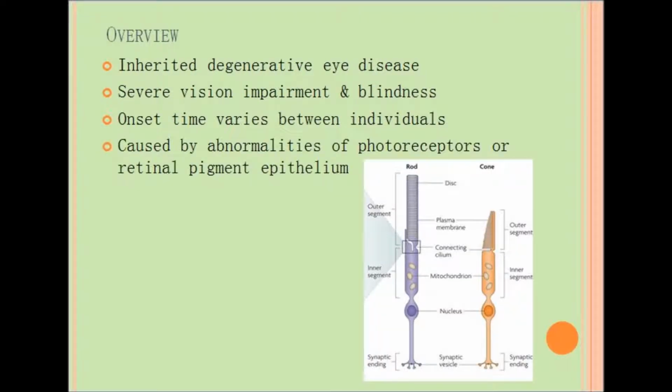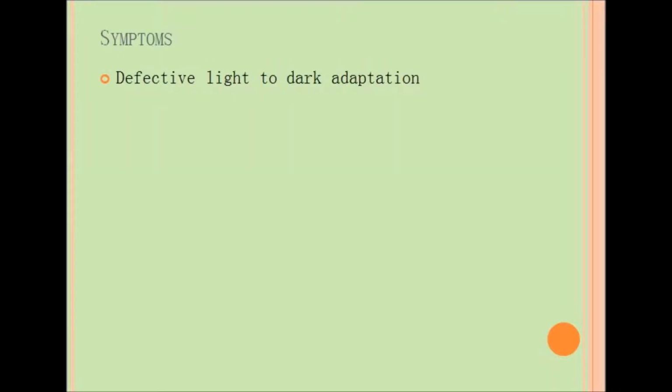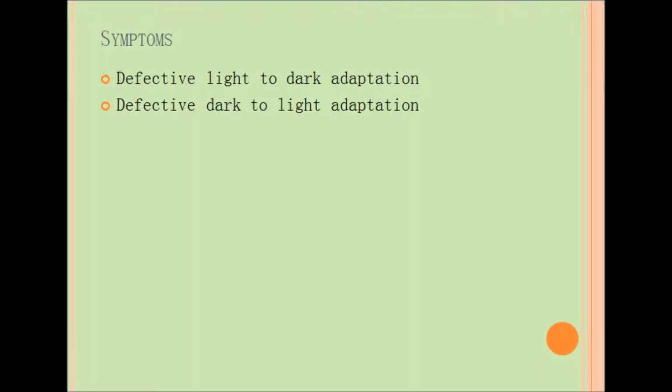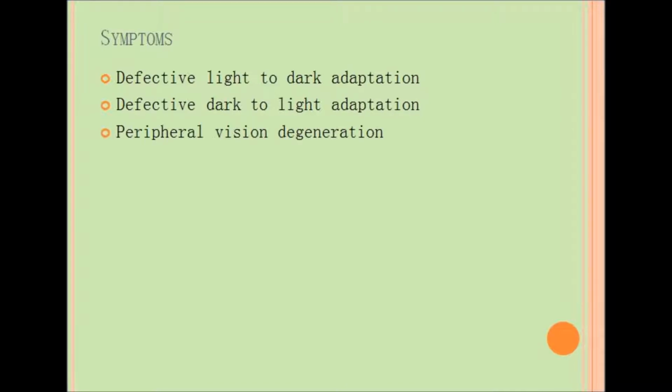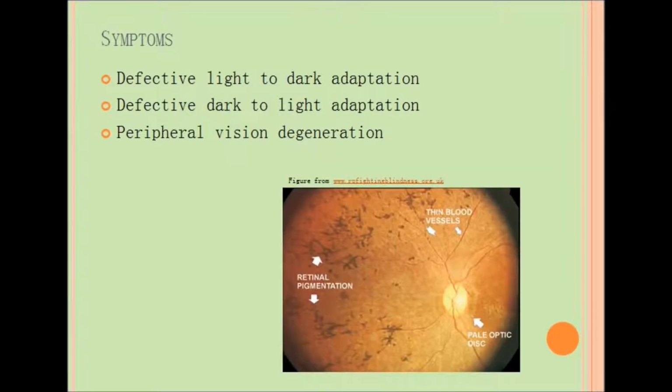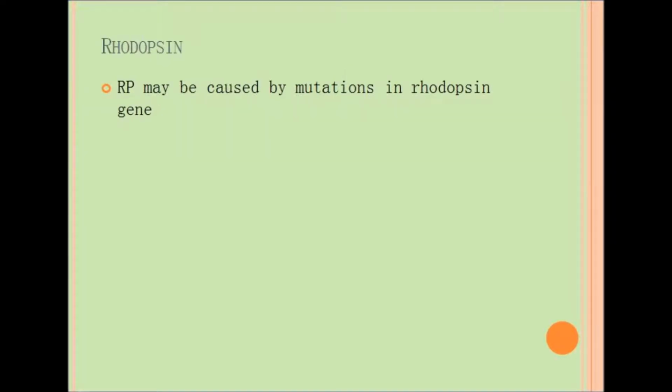Some individuals may exhibit symptoms from infancy, while others may not express this until later in life. RP is caused by abnormalities of either the photoreceptors or the retinal pigment epithelium of the retina, which leads to progressive sight loss. Symptoms such as defective light-to-dark or dark-to-light adaptation and degeneration of peripheral vision may be expressed by affected individuals. There are multiple genetic mutations that can cause the RP phenotype.